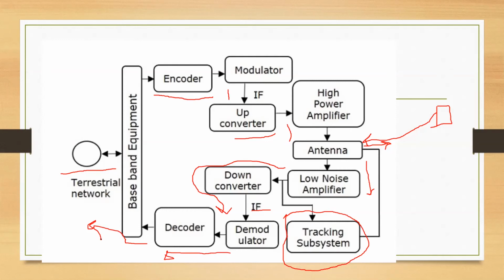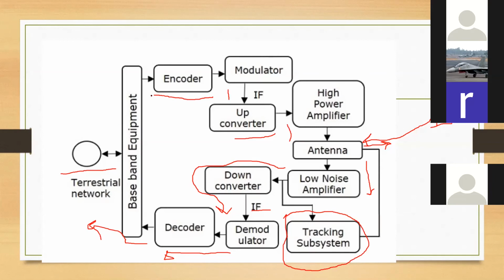So this is nothing but a simple block diagram of a transmitter and receiver that you have studied in principles of communication. Only thing is, if the earth station is transmit and receive type, this is the earth station which will transmit the signal by encoding your baseband signal, modulating, converting it to an up frequency, high power amplifier. We know that it is the last stage of any transmitter. And through the antenna, the signal is transmitted to the satellite.